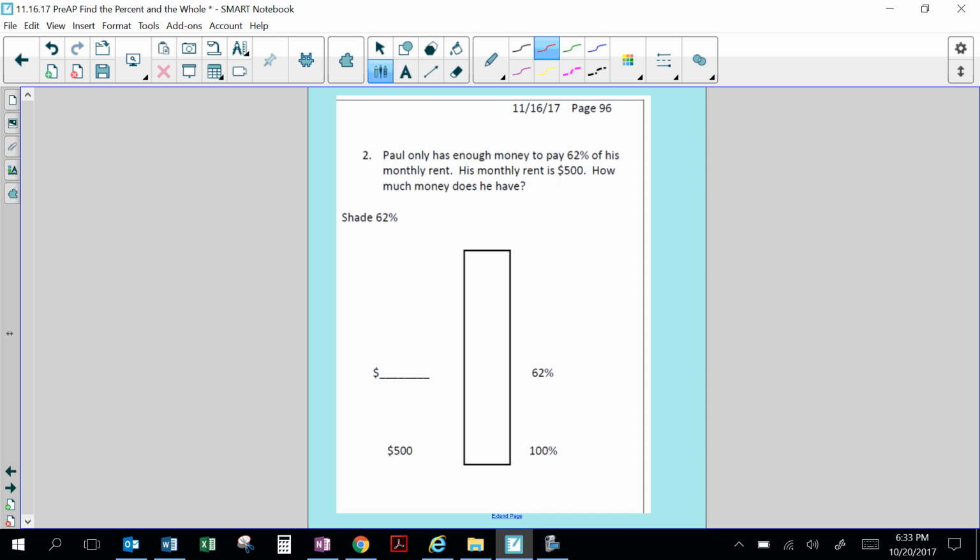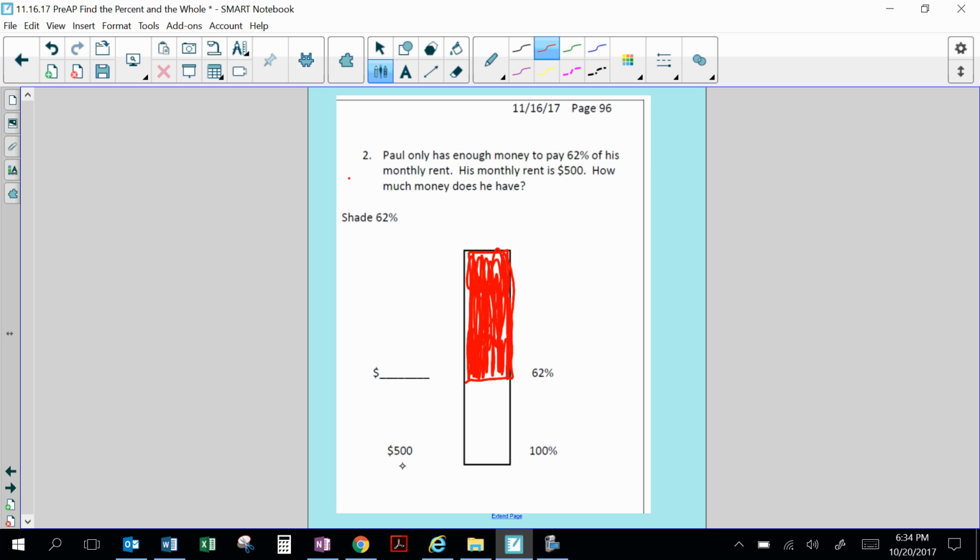Paul only has enough money to pay 62% of his monthly rent. His monthly rent is $500. How much money does he have? So I need to shade in 62%. Let's make a prediction. Is 62% more than half or less than half? It should be more than half. So more than half of $500. So the answer will be more than half.